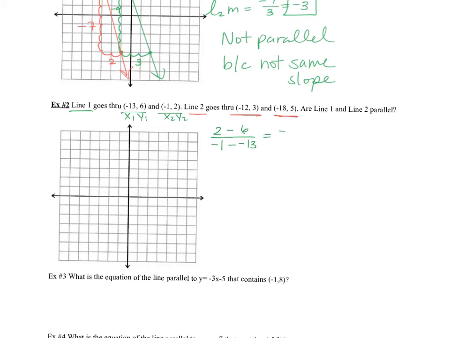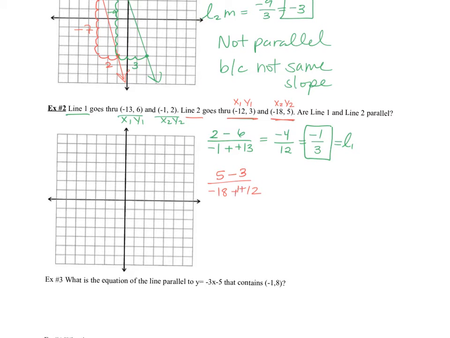Okay, and now we need to simplify that. So 2 minus 6 is -4. -1 minus a negative is plus a positive. So -1 plus 13 is 12. And then always reduce. So this would be a -1 over 3. Okay, so this is the slope of line 1, -1 over 3. Then let's do line 2. If we call this x1, y1 and x2, y2, we would go y2 minus y1 over x2 minus x1. Again, simplify that. Oops, that's minus a negative.